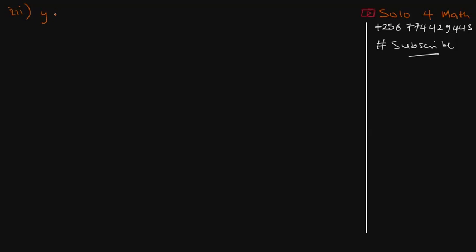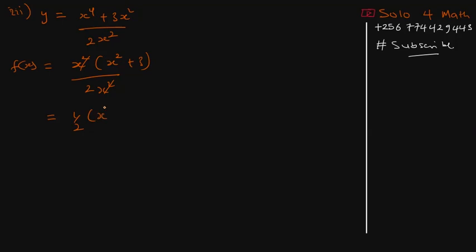Number 3, have y equals x to the power 4 plus 3x squared over 2x squared. Alright, this one we can start by simplifying. We can also relate it to f(x), it is a function of x, and when we simplify, I can factor out x squared up here, so that I remain with x squared plus 3, then over 2x squared. Now this can go with this, so I remain with a half times x squared plus 3.